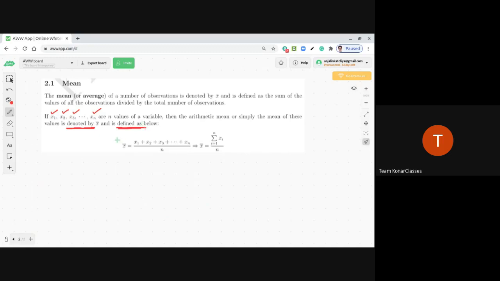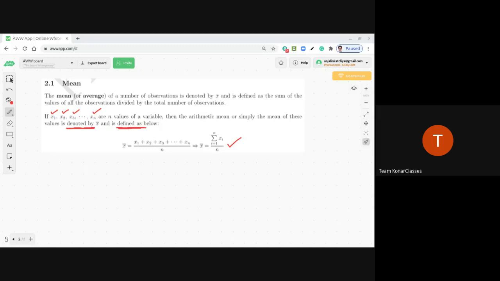X bar is the notation, and the definition is that it is equal to x1 plus x2 plus x3 up to xn divided by n, and that is also represented in the big summation notation, summation i equal to 1 to n xi by n. That is what is known as the mean, and you are all aware of what the mean is. Now the next method is known as the median, dear students. The median of a number of observations is the value which divides the number of observations into exactly two parts.